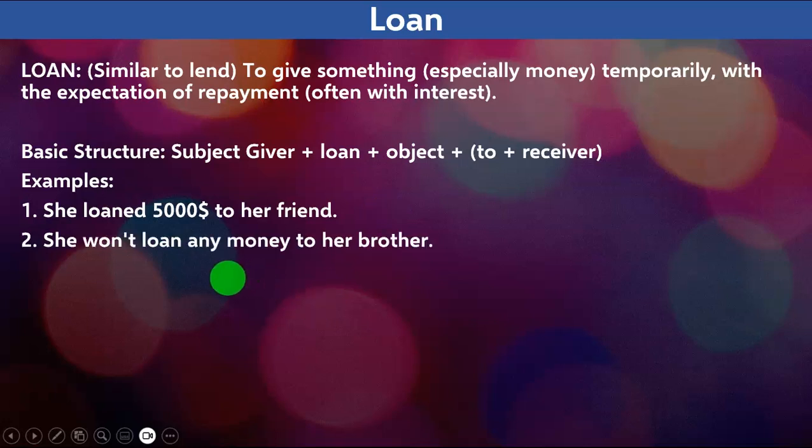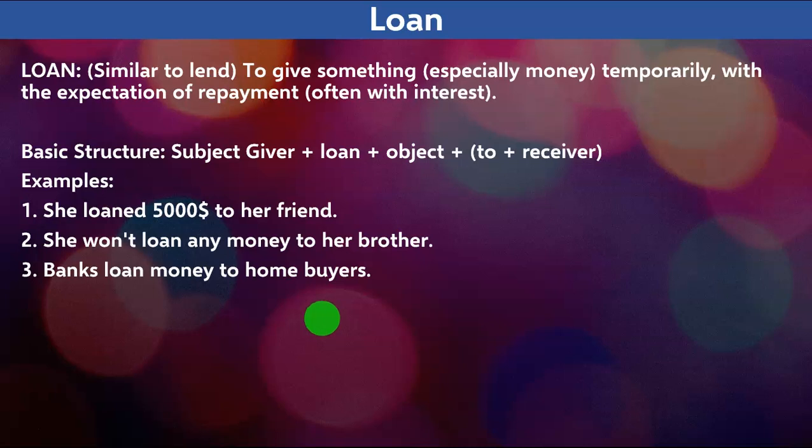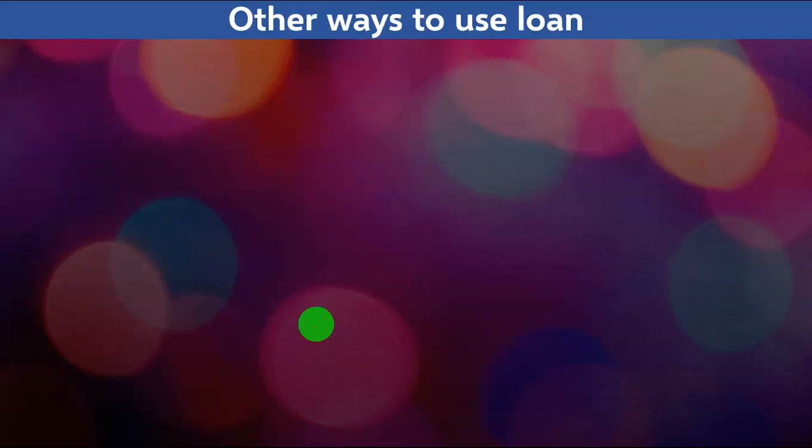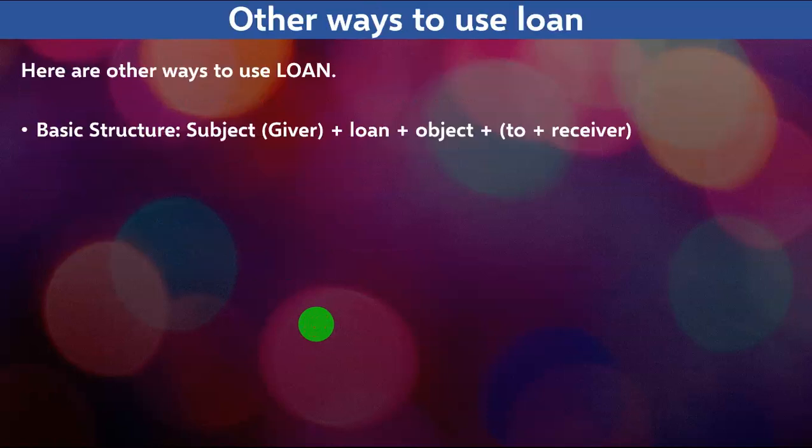She won't loan any money to her brother. She won't give any money to her brother. Banks loan money to home buyers, which means banks give money to home buyers to buy houses. So that is the meaning of the word loan. Here are other ways to use loan.